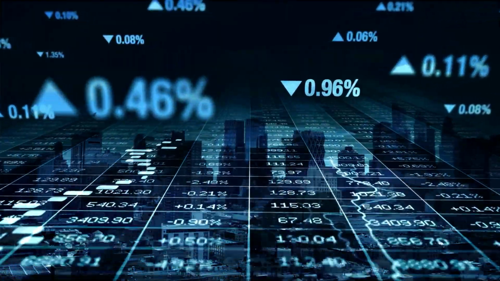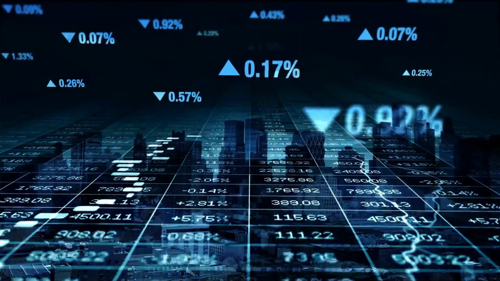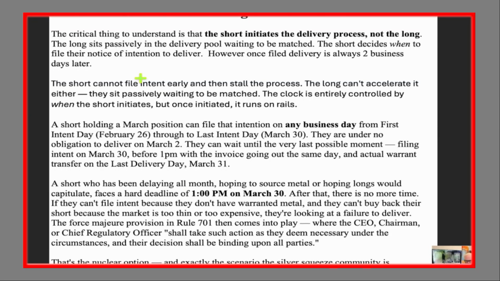Let's go to what happens. Let's just talk about who controls the market. Effectively, the market is controlled by the shorts, not the longs. If you want to buy silver on COMEX, you just buy a future and then you wait for the current month, but you do not know when the short will decide to file an intent.